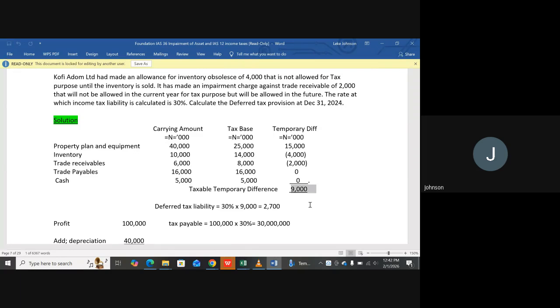All right. So I believe that is well noted. So we now look at what we did last year. We now multiply this 9,000 by 30. We discovered that we had a deferred tax liability of 2,700. Now, because it's a deferred tax liability, right?